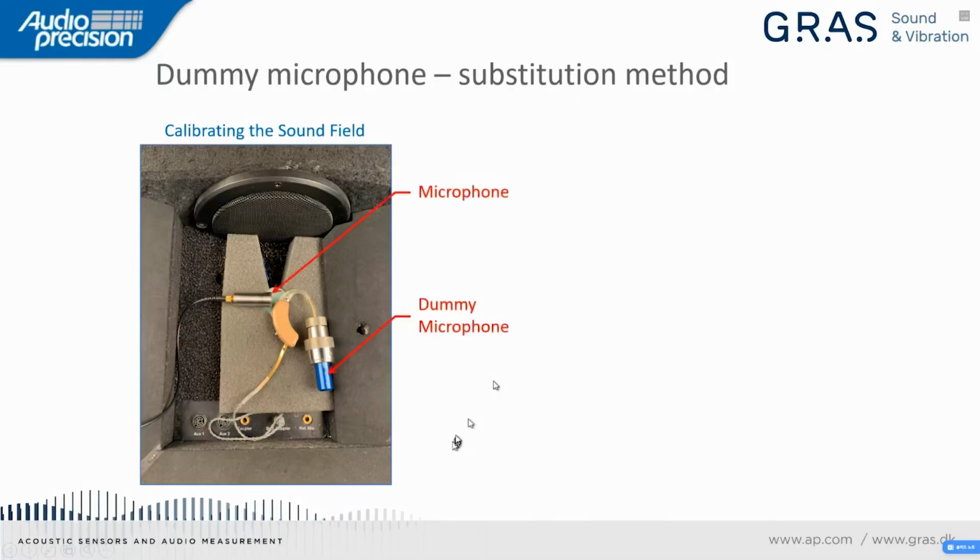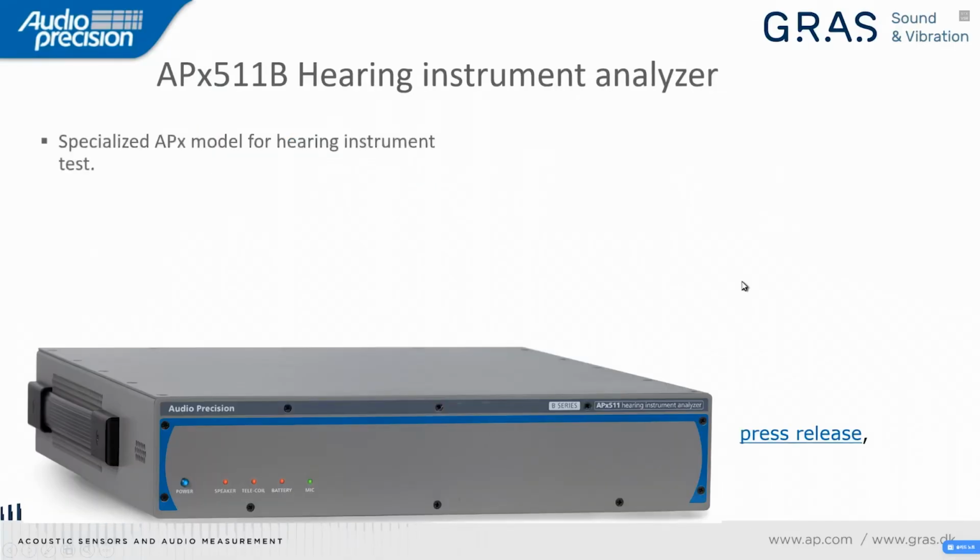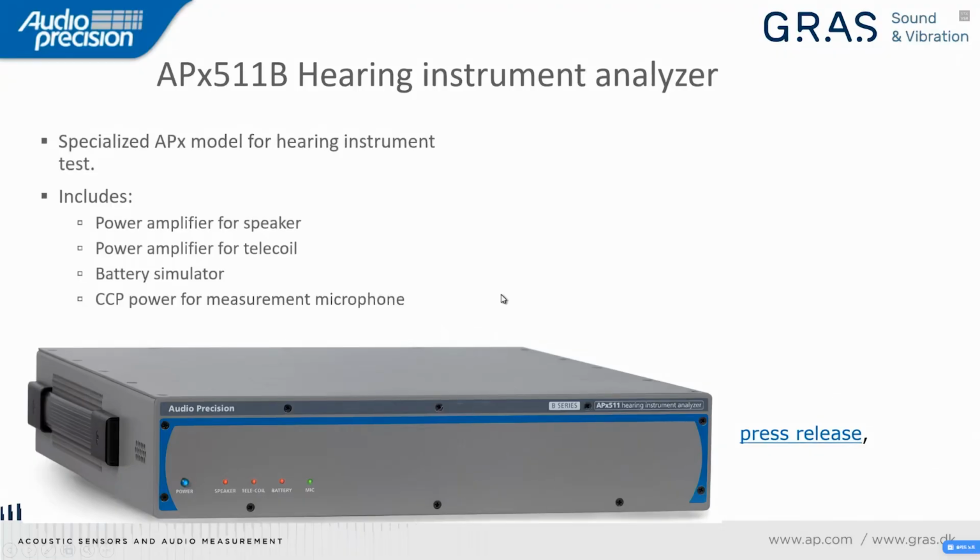Next, this is the analyzer that I'm using today. It's our APX 511 hearing instrument analyzer. I don't have the B series version. I have the legacy one, but it's functionally the same. It's a specialized APX model for hearing instrument test, and it has built-in accessories: a power amplifier for the loudspeaker, a power amplifier for the telecoil. That is, you specify the level for the coil in terms of amps or milliamps. It has the built-in battery simulator to power the hearing aid battery and to measure the current. And it has CCP power to power the measurement microphone.